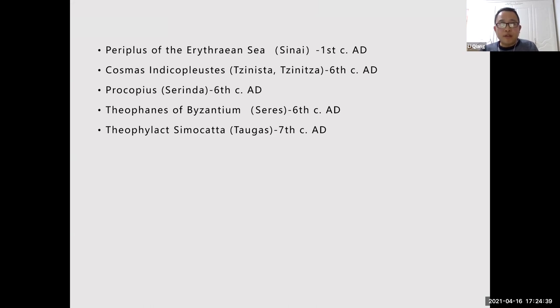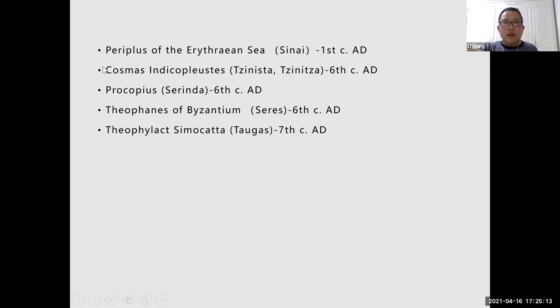And later, in the early Roman Empire and Byzantium, in these sources you can see these names were mentioned. In the Periplus of the Erythraean Sea, Sine was mentioned. In this book, you can see that Sine was a place even further beyond India, where silk was produced. So it was believed that it should be China, but the exact location is not certain.